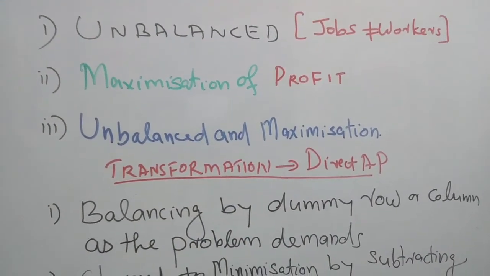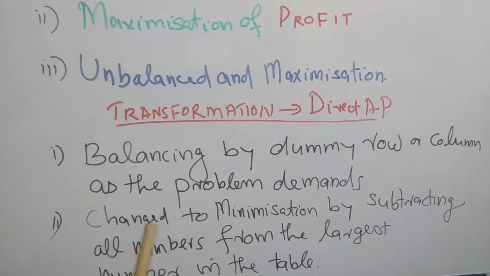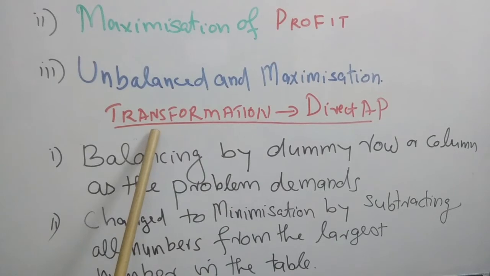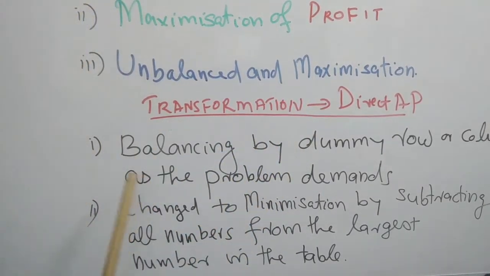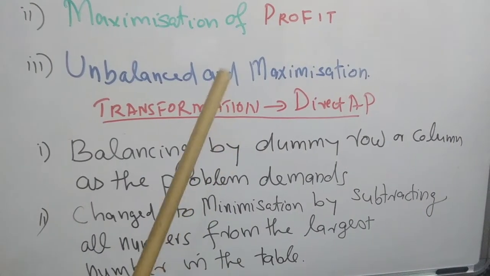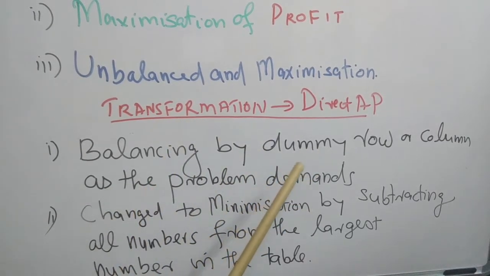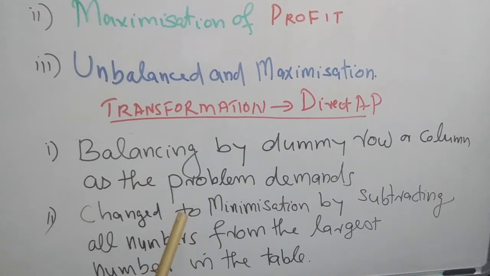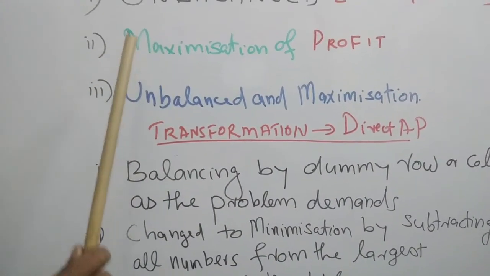Then, at the first step, for solving special cases of AP, we have to modify it, or transform it into a direct AP. What are the steps required for transformation? If the problem is unbalanced, we have to transform it into a balanced one. What is balanced? Rows and columns are equal. What is unbalanced? Rows and columns are different. Balancing is done by adding a dummy row or dummy column, a dummy job or dummy worker, as the problem demands, to make it balanced. That is the transformation applied to an unbalanced problem.